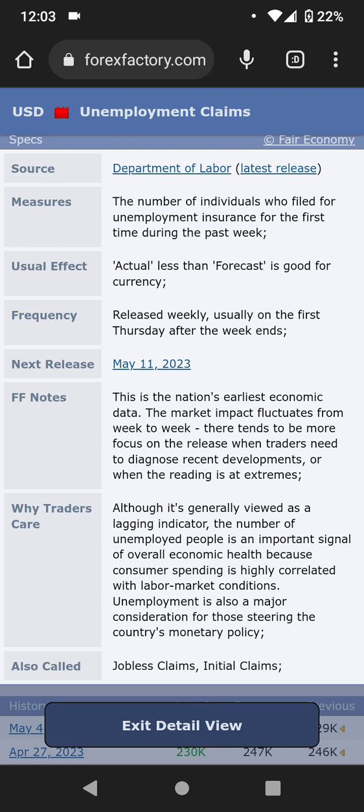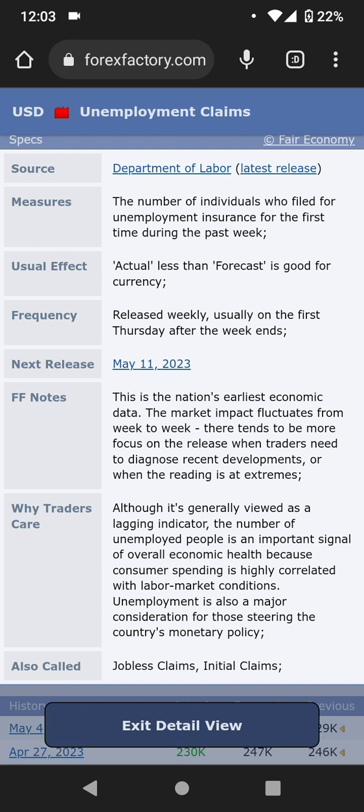Although it is generally viewed as a lagging indicator, so this would be a moving average, the number of employed people is an important signal of overall economic health. It's solely because consumer spending is highly correlated with labor market conditions. Unemployment is also a major consideration to those steering the country's monetary policy. Okay, so without unemployment, we would be dead.